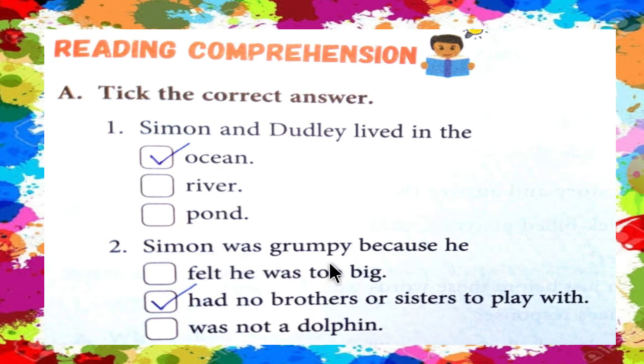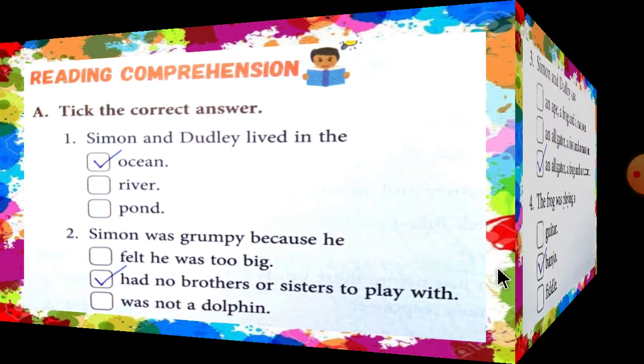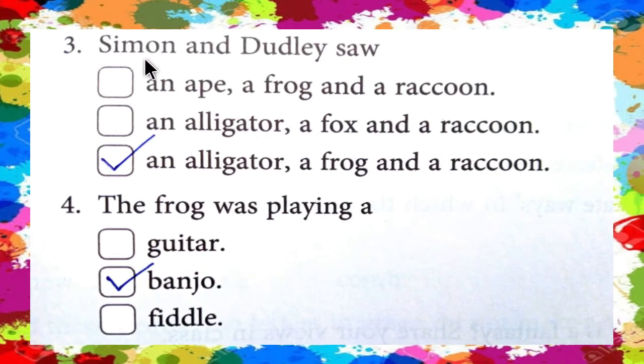Number two, Simon was grumpy because he had no brothers or sisters to play with. Then, question 3. Simon and Dudley saw an alligator, a frog, and a raccoon.